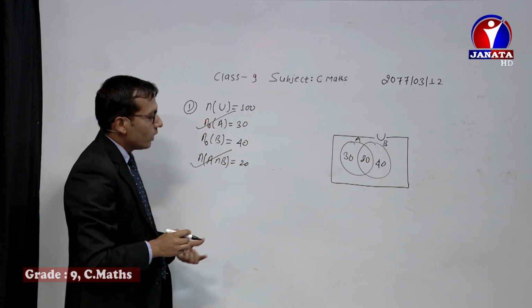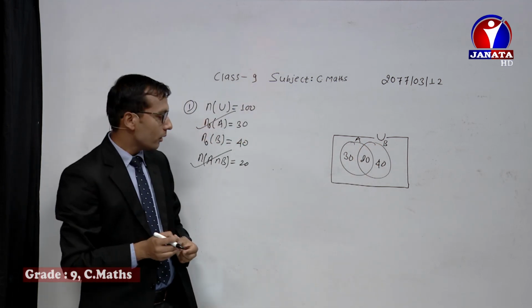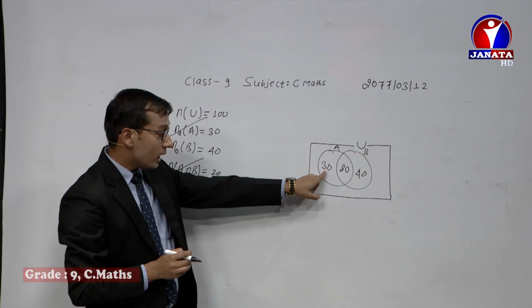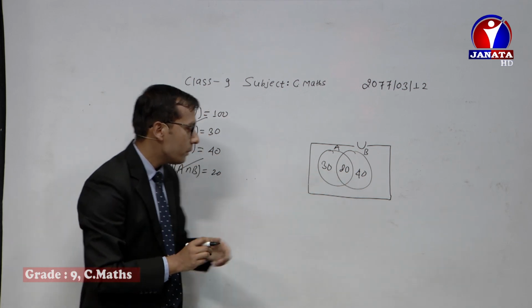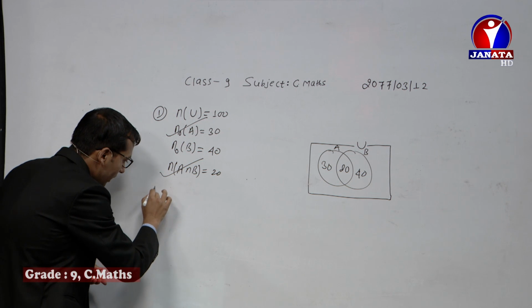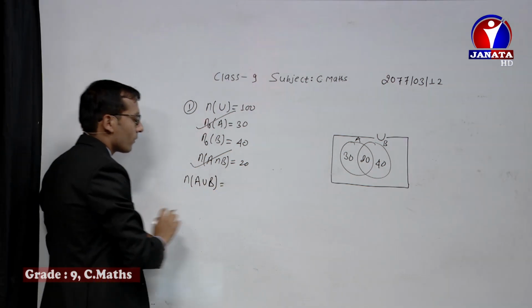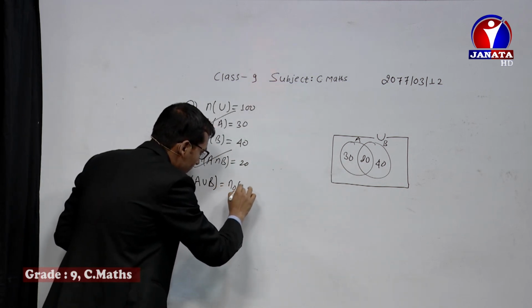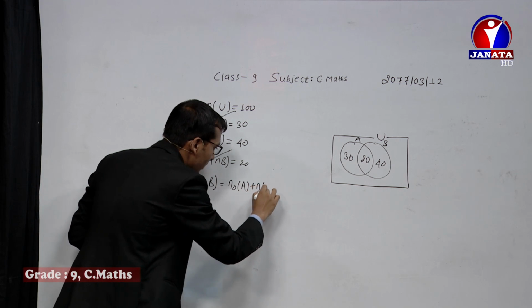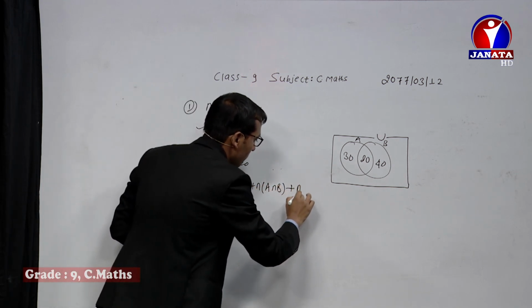So now let's find n of A union B. n of A union B is n only A plus intersection plus n only B. Here n of A union B is n only A plus n of A intersection B plus n only B.